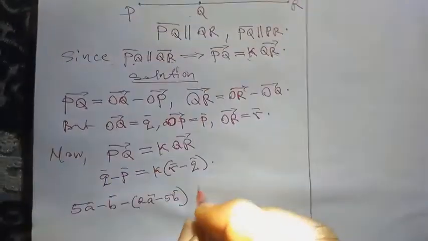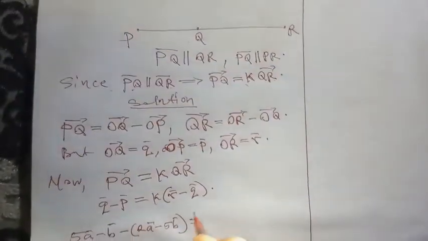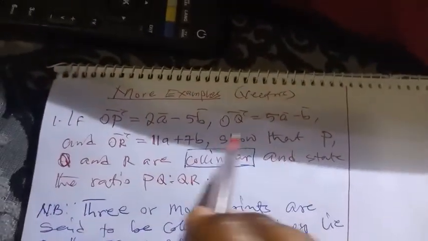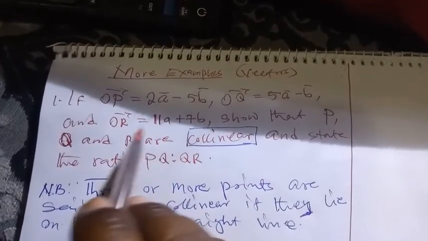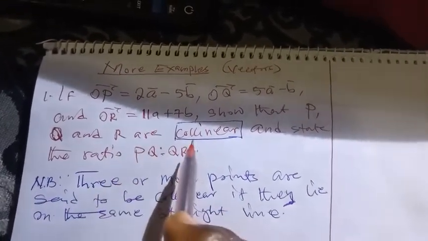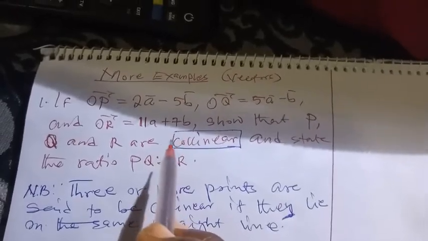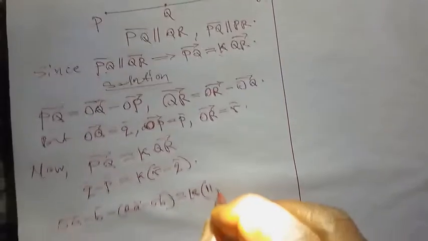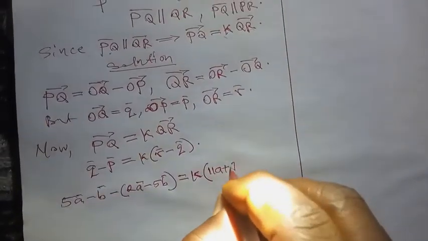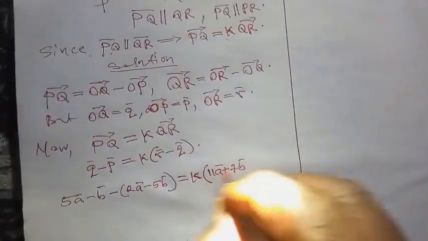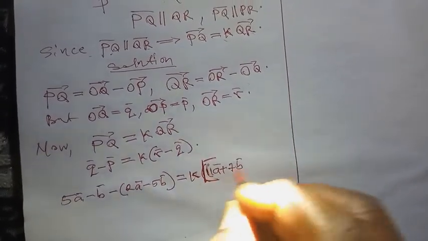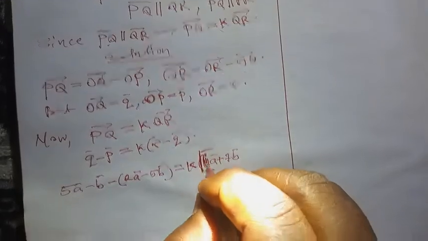This would be equal to K. K is a constant. Bracket vector R is given to me as OR, which is the same thing as small r, 11A plus 7B. 11 vector A plus 7 vector B. They are vectors. Okay, big bracket, this is 11.